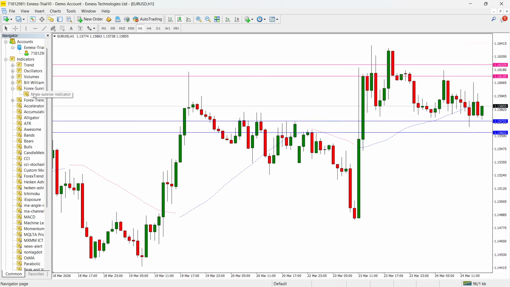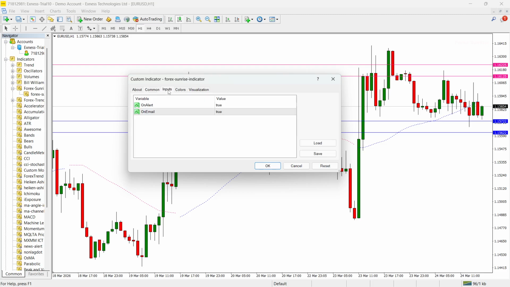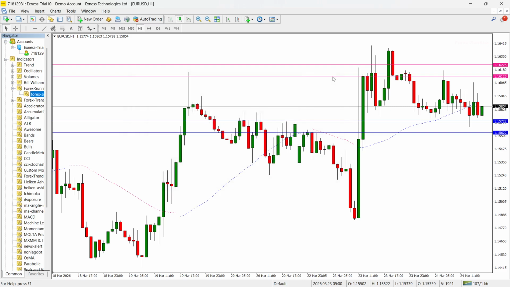Alright, as for the indicator settings, let's take a look. So the key setting here is the alert, which enables notifications when important conditions occur, such as price interacting with the key sunrise levels or changes in the color of the dotted moving average, so you don't have to watch the chart constantly. So who's the indicator for?